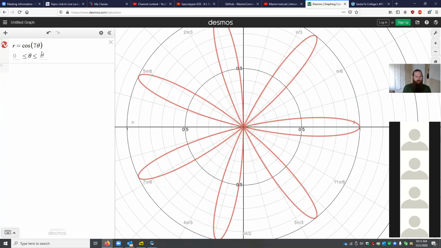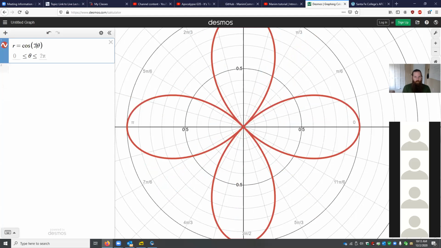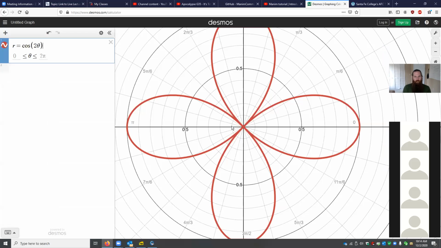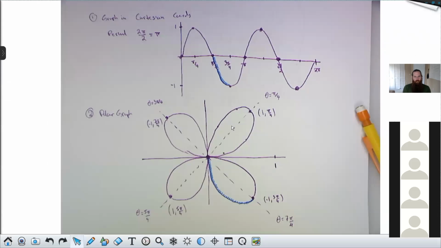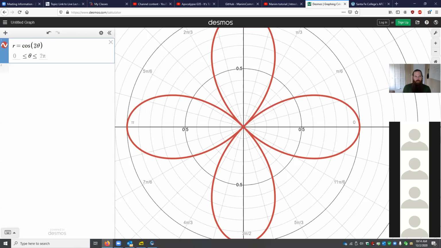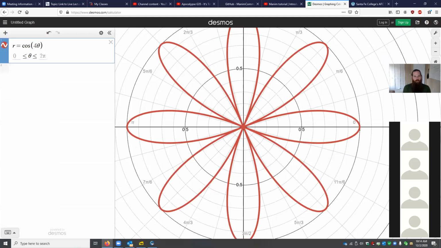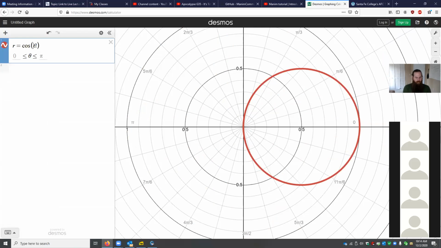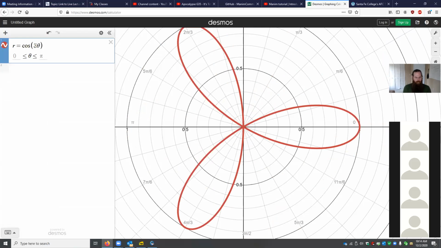But here's cos 7 theta. Let's look at cos 2 theta. You can compare this to the one we just drew. Sine, cosine. Same shape, just out of phase. And the rule that I described for the sines works just as well for cosines. If the number is even, you'll have twice that many petals. If the number inside is odd, you'll have exactly that number of petals.